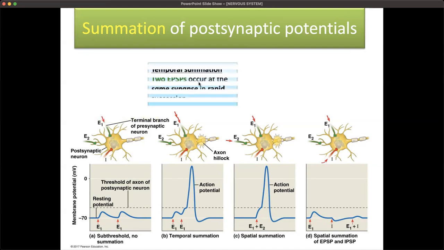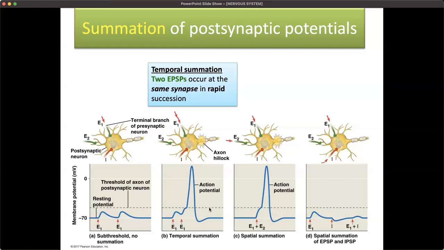That we call sub-threshold. We have the temporal summation over here, where you have 2 excitatory EPSPs occurring at the same synapse in rapid succession. You see, over here there are 2 arrows, right? They are happening at the same synapse. So when you combine 2 EPSPs, you can create an action potential because it already reaches the threshold.